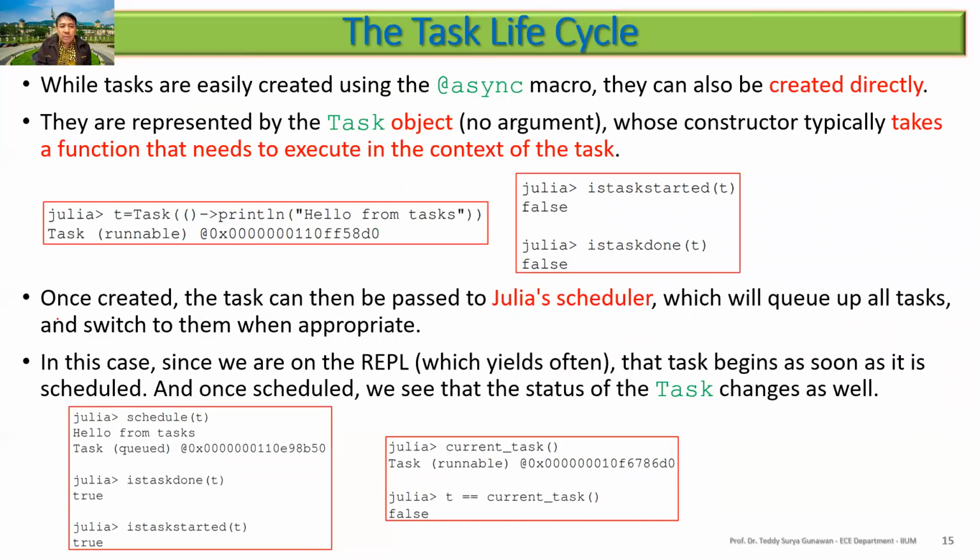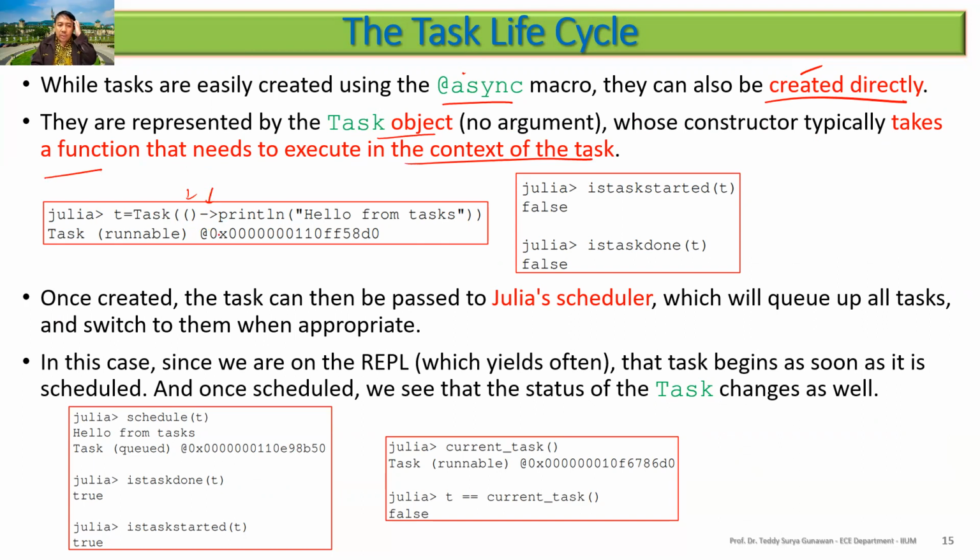What is the task life cycle? While tasks are easily created using the async macro, they can also be created directly. So this is implicit, and you can also explicitly create the task. You can represent it by the Task object with no arguments, whose constructor typically takes a function that needs to execute in the context of the task.